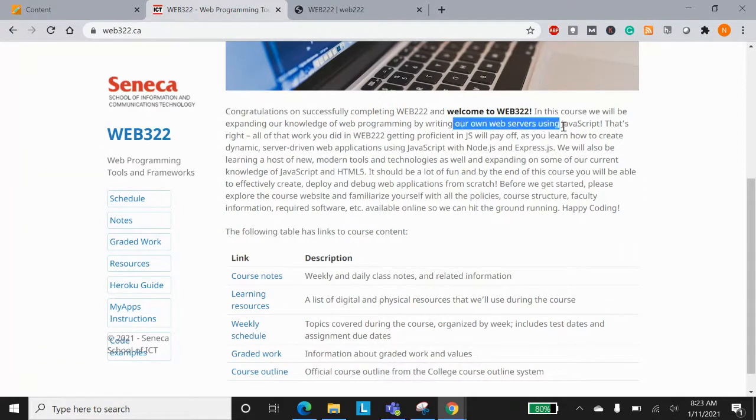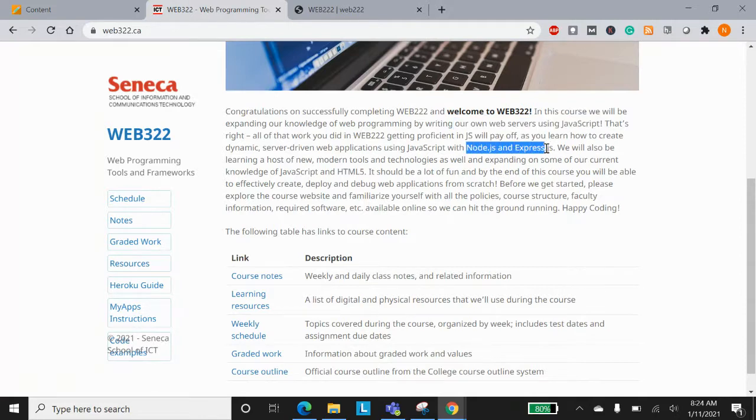In this course, we'll be expanding on a very important thing: we have to expand our knowledge to using web servers with JavaScript. As I said, JavaScript since inception was a client-side language. In the good old years, it was supposed to be a client-side language, and it worked as one. But then everything changed.